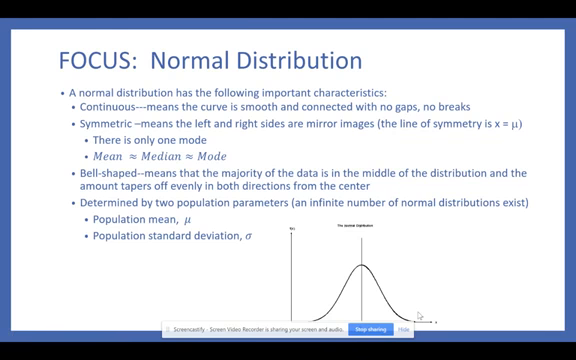There are actually an infinite number of normal distributions that can exist because the shape of this normal distribution, although it will always be bell-shaped, continuous, and symmetric, is actually determined by the value of the population mean and the value of the population standard deviation for a given scenario.